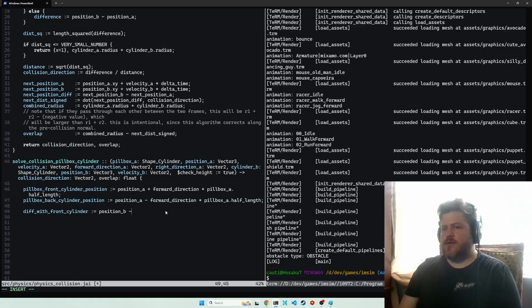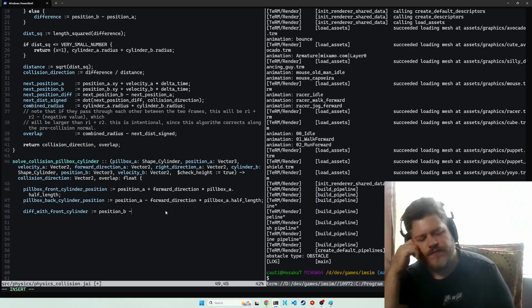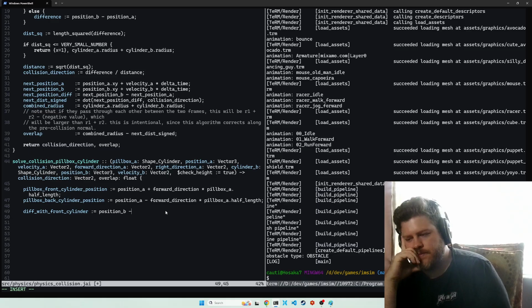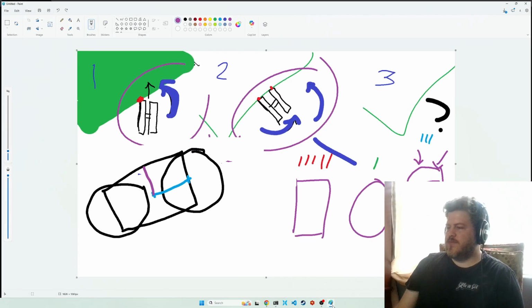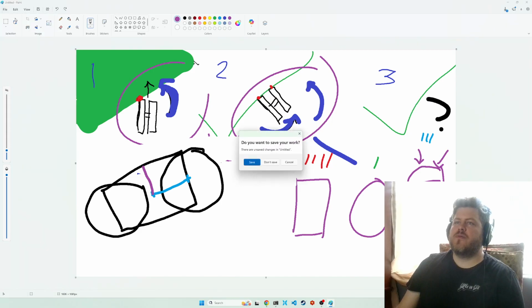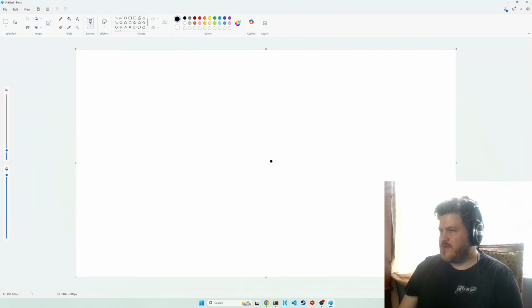So what should I do? Let me think about it for a second here. Oh, maybe I can solve it with paint. Let's see, don't save that. Maybe more solvable this way than I thought originally. So, okay.